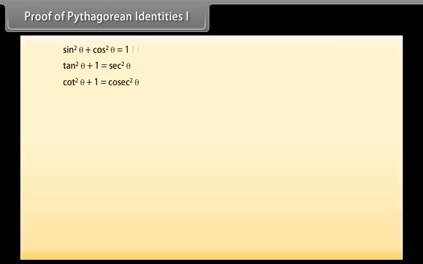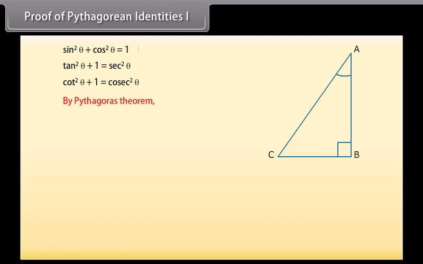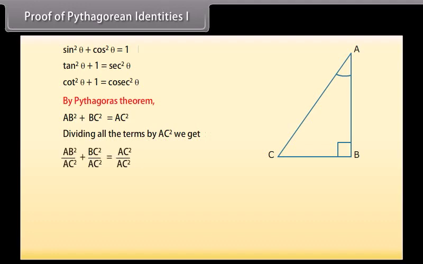Proof of Pythagorean identity 1. Now we will prove one Pythagorean identity and use it to prove other identities. For that we take a right-angled triangle ABC. By Pythagoras theorem, AB square plus BC square is equal to AC square. Now dividing each term by AC square, we can write it as AB upon AC whole square plus BC upon AC whole square, which equals AC upon AC whole square.